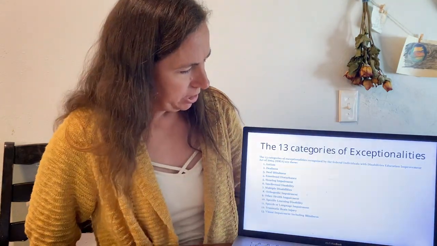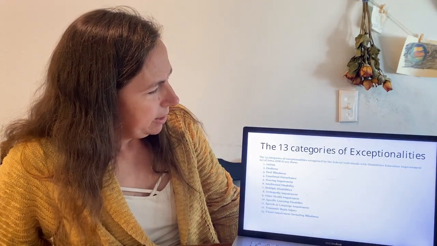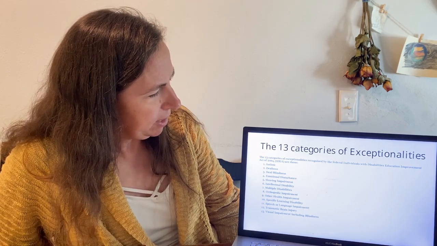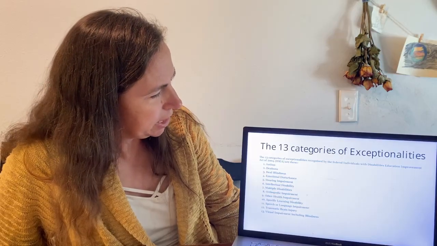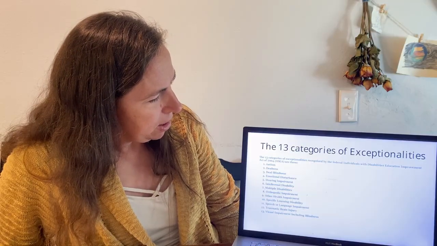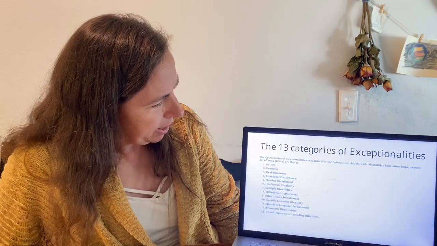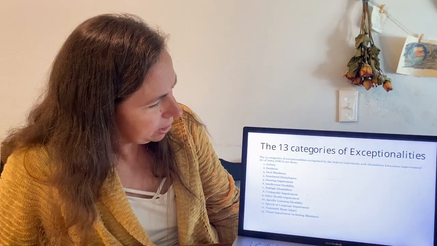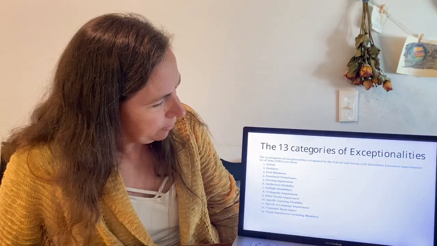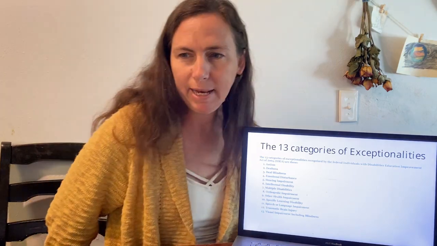And the 13 that are mentioned here are 1, autism, 2, deafness, 3, deaf-blindness, 4, emotional disturbance, 5, hearing impairment, 6, intellectual disability, 7, multiple disabilities, 8, orthopedic impairment, 9, other health impairments, 10, specific learning disabilities, 11, speech or language impairment, 12, traumatic brain injury, 13, visual impairment, including blindness.